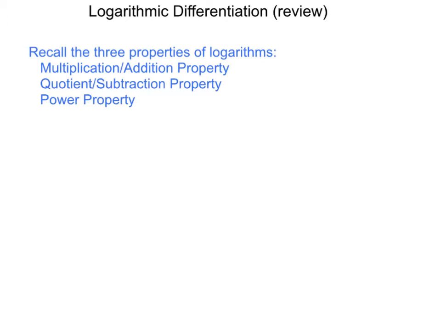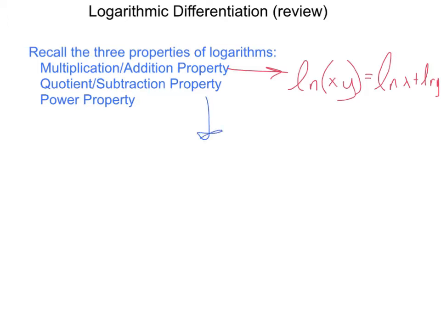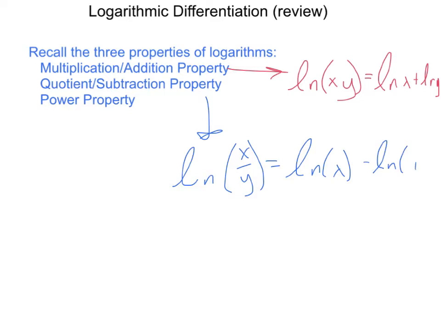The first property is the multiplication or addition property. The way that one works is it says, if you have the natural log of two things multiplied together, x times y, you can write it as the natural log of the first one plus the natural log of the second one. The quotient or the subtraction property is a very similar deal. If you have the natural log of something divided by something, we can do it as the natural log of the top minus the natural log of the bottom.